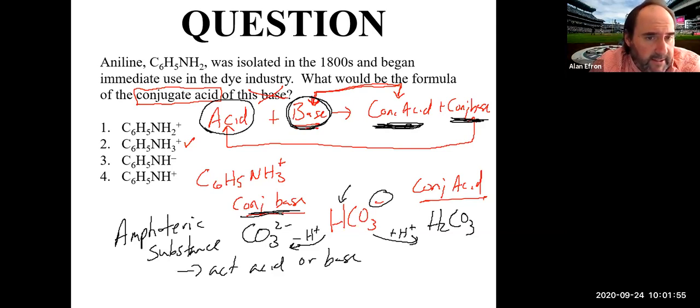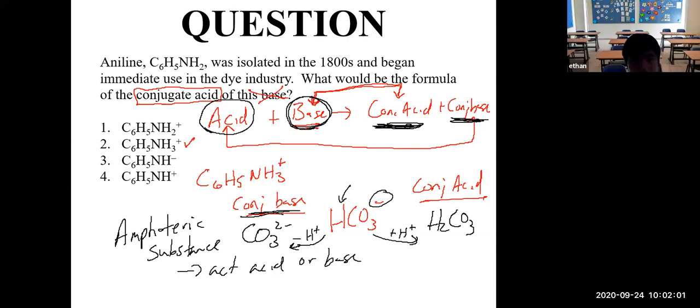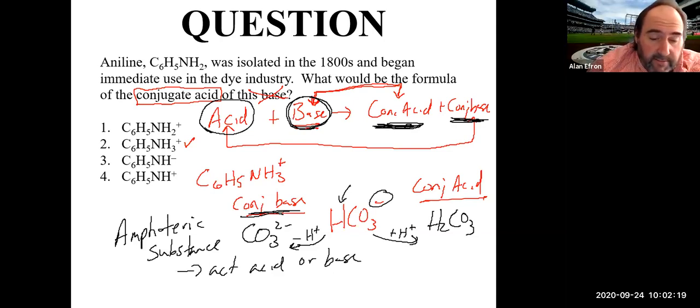Question on acid conjugate base pairs, how to write them, how to figure them out. What is the relation between the second formula, C6H5 and H3 plus, and CO3 2 minus and H2CO3? I'm trying to figure out what the relation is and how you got CO3 2 minus and H2CO3. How did I get these on the bottom, you're talking about?